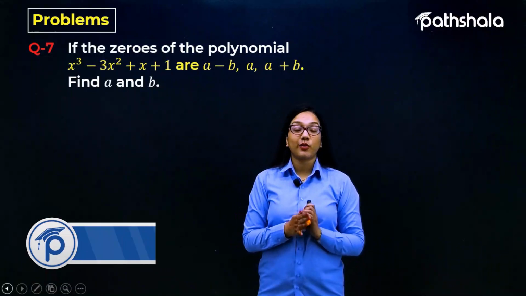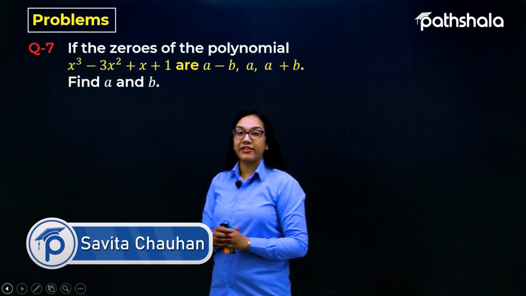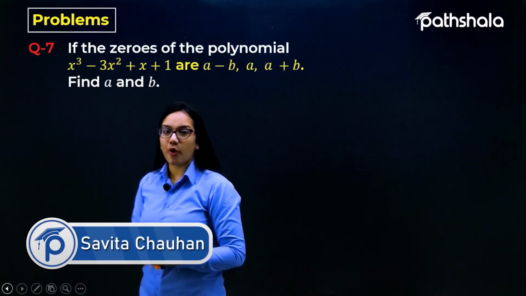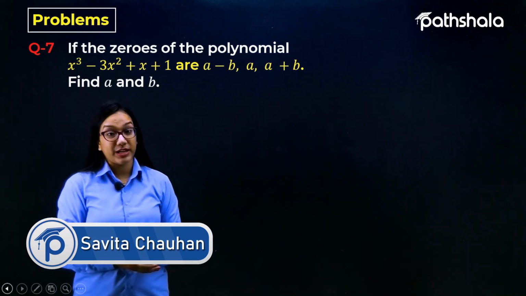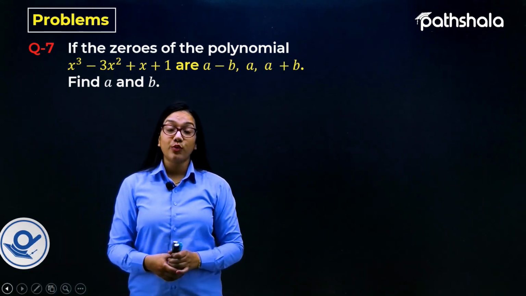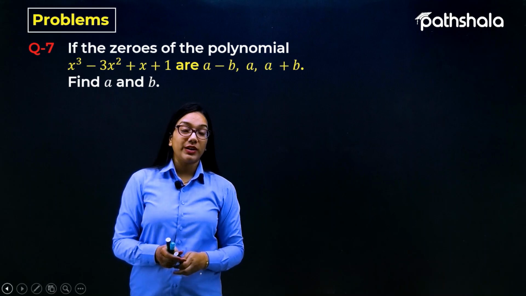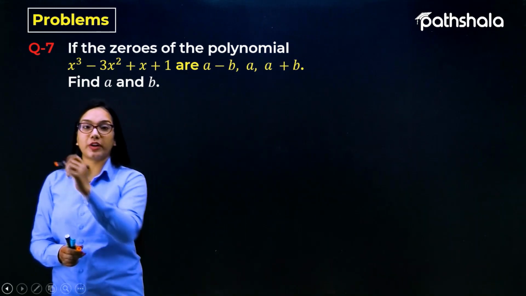So let's just see question number 7. Question number 7 says: if the zeros of the given polynomial are a minus b, a, a plus b, then find the value of a and b. So let's start the solution of this particular question.